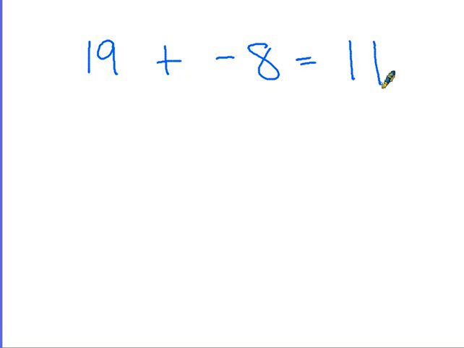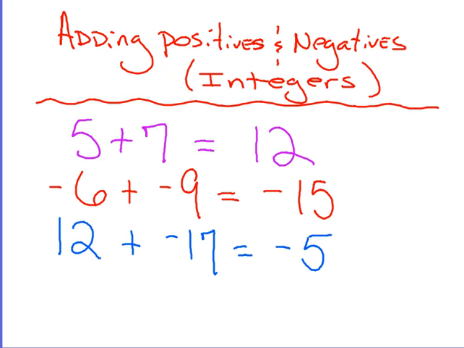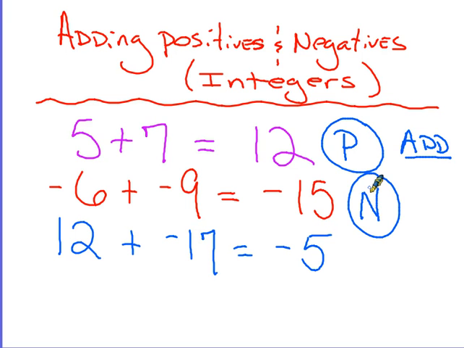So going back to our three examples here, a positive plus a positive will always give you a positive answer, and you just add the two numbers together. A negative plus a negative will always give me a negative, and I just add the two numbers together.